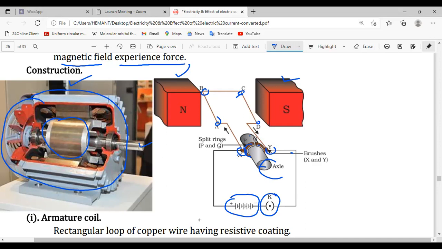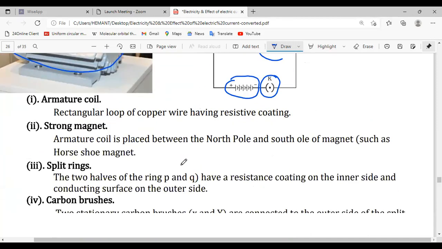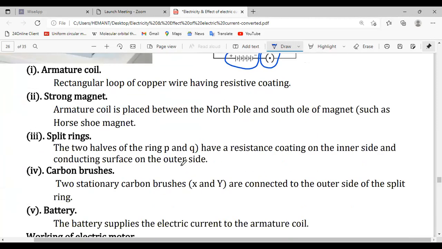Sir, when the coil rotates, we can see that it is attached to the brushes. So when the coil rotates, the whole setup will also rotate with it, right, sir? See what happens here: due to rotation, the split rings rotate, but the carbon brushes remain stationary. We will understand that, and I will show you a video for that also. Don't worry. First we have to understand each part of the electric motor.